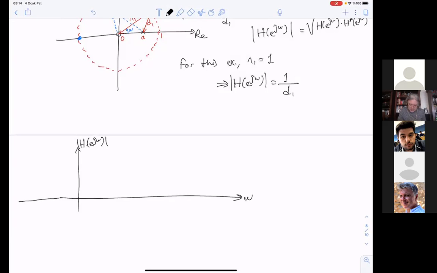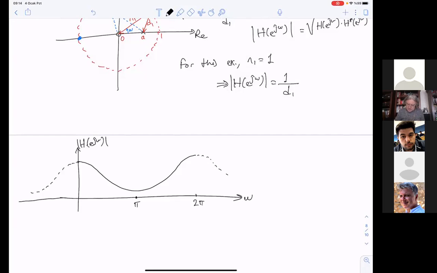Around small frequencies, it reaches a large value, and then it becomes smaller and then reaches back to a large value, and then it continues. Okay, getting low and high and low and high again. This is where pi is. This is where 2 pi is.